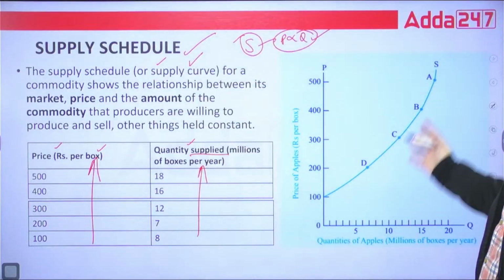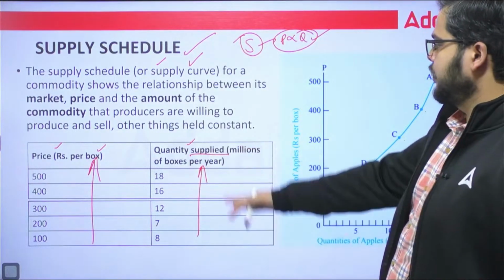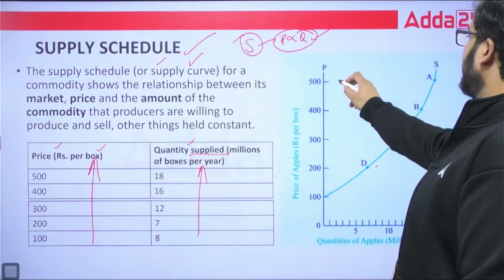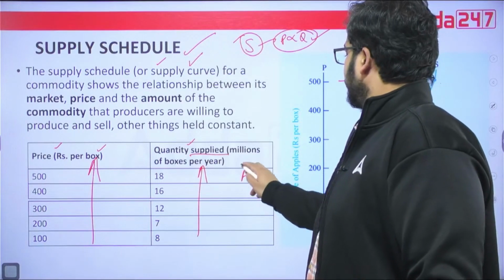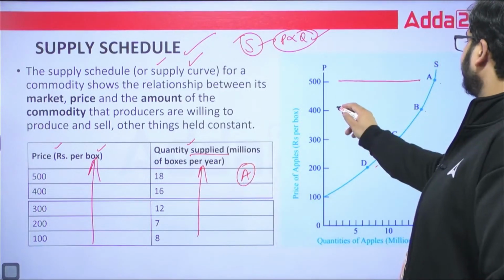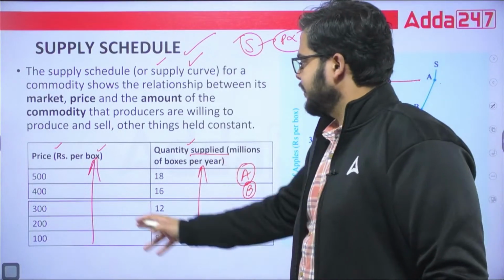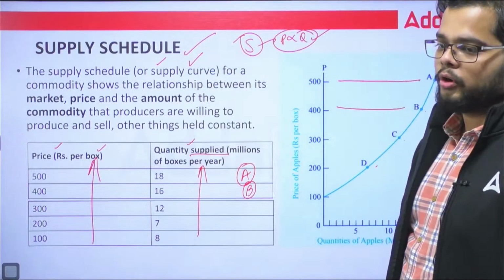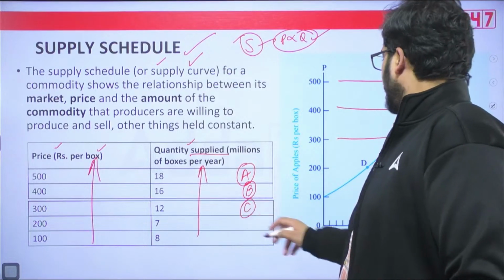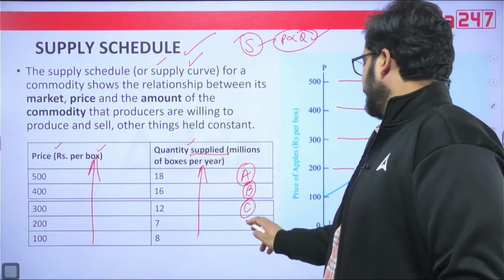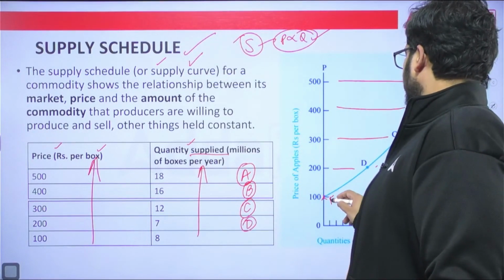Fine. So here are the points A, B, C, D for these situations. 500 is for A, yes, this is A. Then we have 400 as B, where the quantity supplied is 16 as against the price of rupees 400. Then 300 is C here, and here you have 200 with D, and this point you can call E.